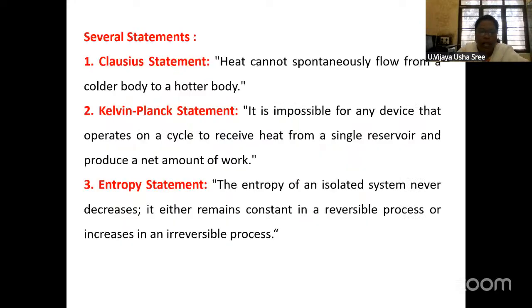So one is the Clausius statement, and the Kelvin-Planck statement. This is very important, and the entropy statement. Okay, what does Clausius say? Heat cannot spontaneously flow from a colder body to a hotter body. Can anybody give an example of this statement? Heat cannot spontaneously flow from a colder body to a hotter body.